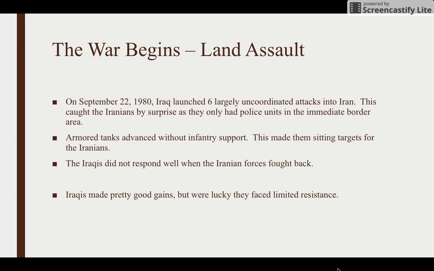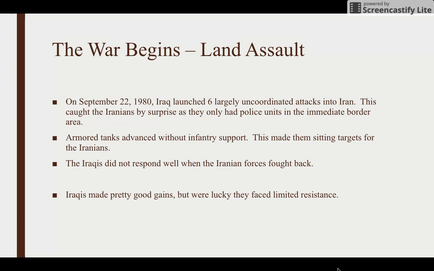Moving on with the land assault. The initial land assault had 6 pretty largely uncoordinated attacks. The Iraqis were almost as surprised as the Iranians that they were going to attack that day. But they did catch them by surprise, and they were lucky that the Iranians had limited resistance on the border. They only had some police units and whatnot. The Iraqis didn't really respond very well when the Iranian forces did send reinforcements and they were able to attack. But they did make some decent gains.